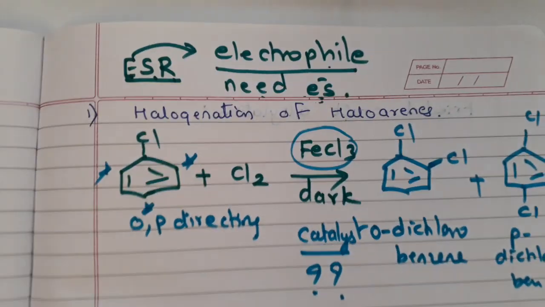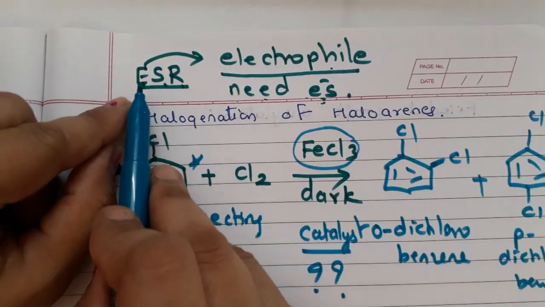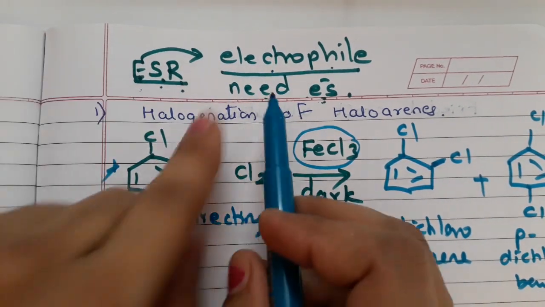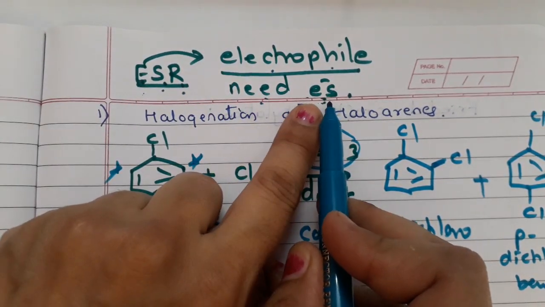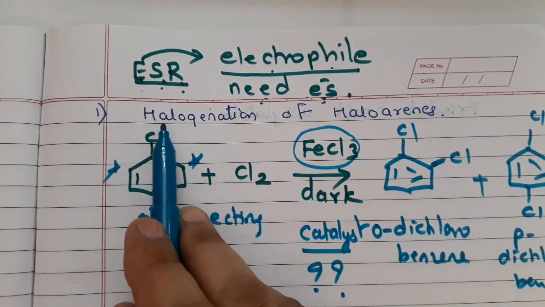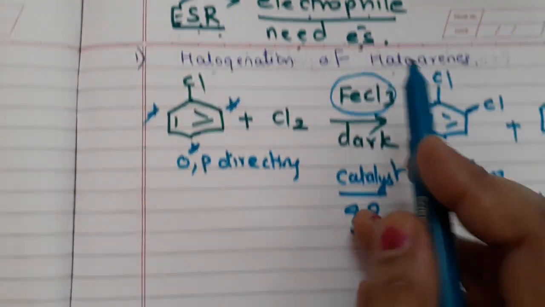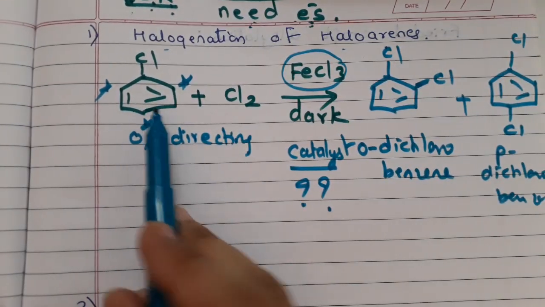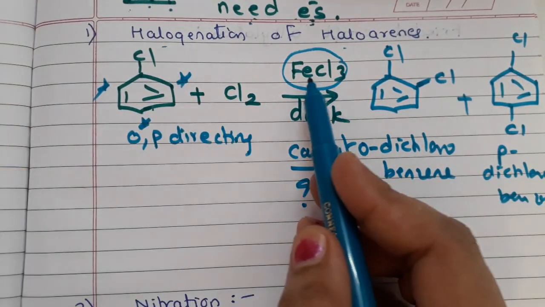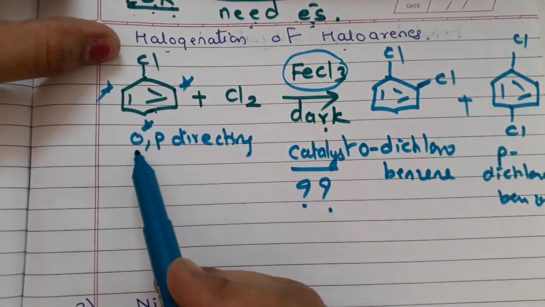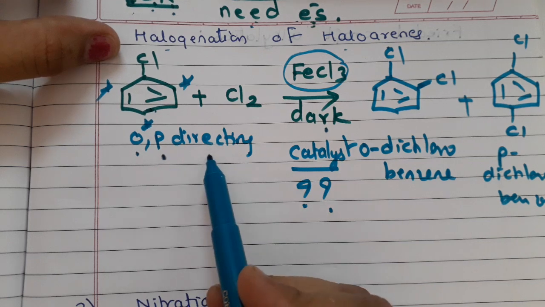Hello students, in this video we are going to study electrophilic substitution reaction. The meaning of electrophile is a species which is in need of electrons. Okay, now the first reaction is halogenation of haloarenes. For the haloarene example, I have already drawn chlorobenzene plus Cl2 in presence of FeCl3, dark. Chlorobenzene is an ortho and para directing group.